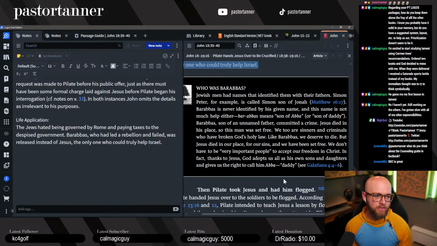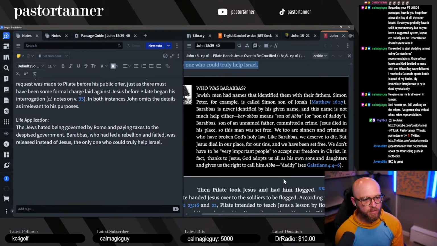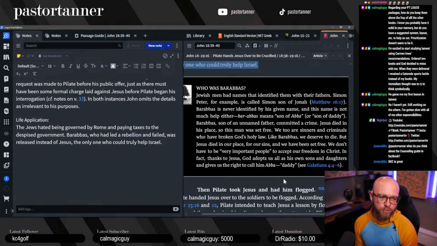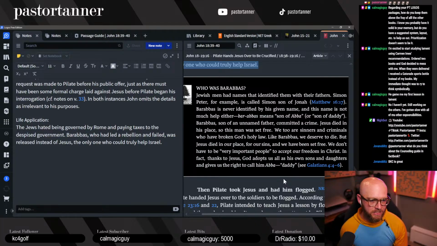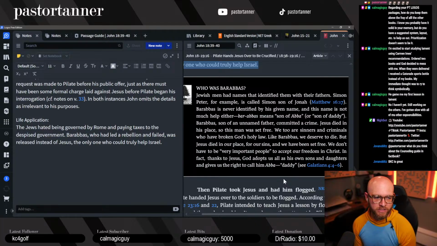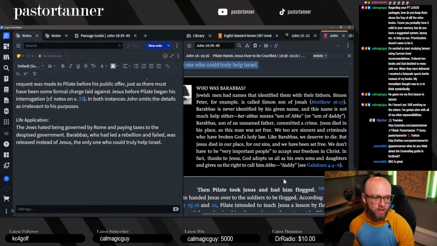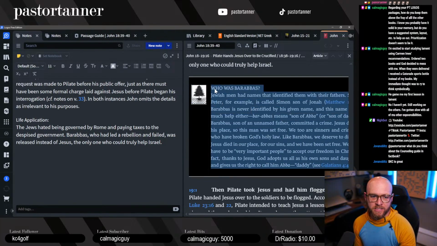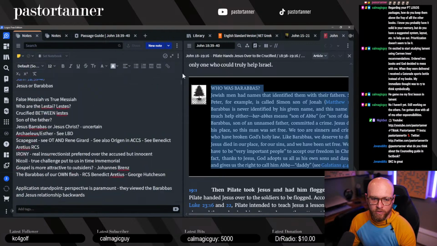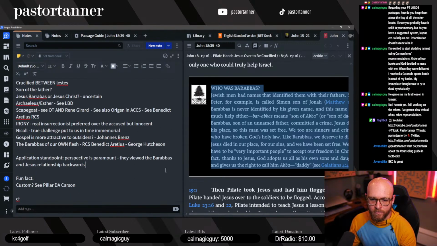Barabbas, son of unnamed father, committed a crime. Jesus died in his place so that this man was set free. We too are sinners and criminals who have broken God's holy law. Like Barabbas, we deserve to die. But Jesus died in our place for our sins, and we have been set free. We don't have to be very important people to accept our freedom in Christ. In fact, thanks to Jesus, God adopts us all as his own sons and daughters and gives us the right to call him Abba, Daddy. That's like a really nicely done devotional thought that will tie in perfectly with some personal application, right?